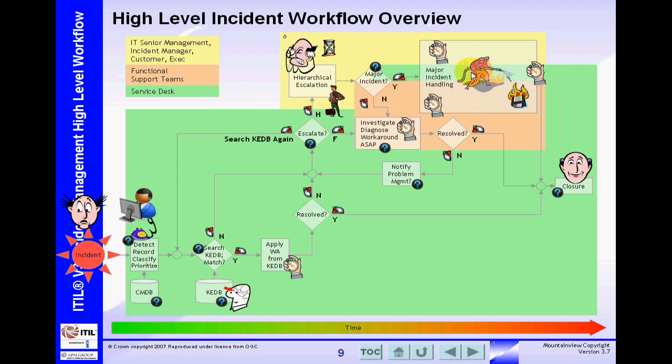Once a major incident has been resolved, because there is no other option here, then we can go to closure. Major incidents are not problems. This is a very high level incident management workflow.